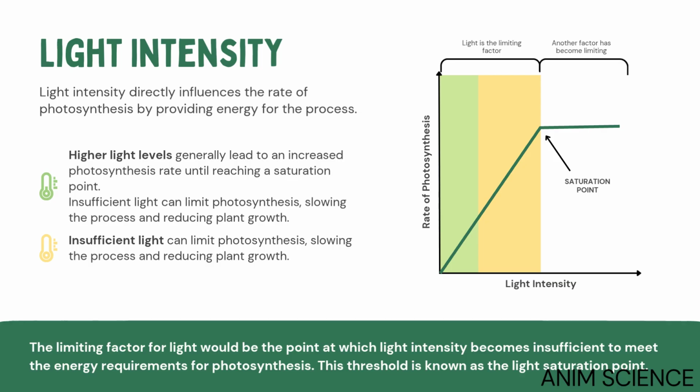Why does this happen? Because now other factors, such as carbon dioxide concentration and temperature, become limiting factors instead of light. So even if more light is available, the plant cannot increase the rate of photosynthesis further. This clearly shows that photosynthesis depends on multiple factors, and improving just one factor has a limit. So to summarize, low light intensity, slow rate; increasing light, increasing rate; saturation point, constant rate. This concept is very important because it explains how light controls photosynthesis only up to a certain level.